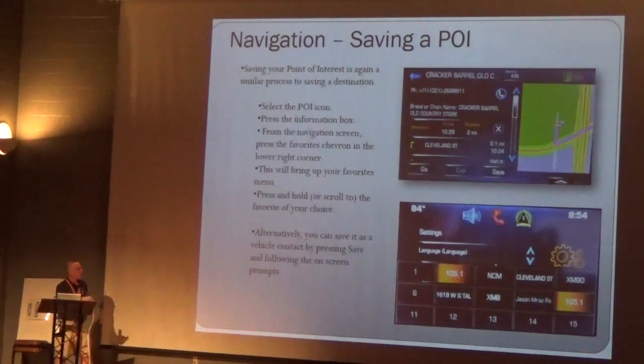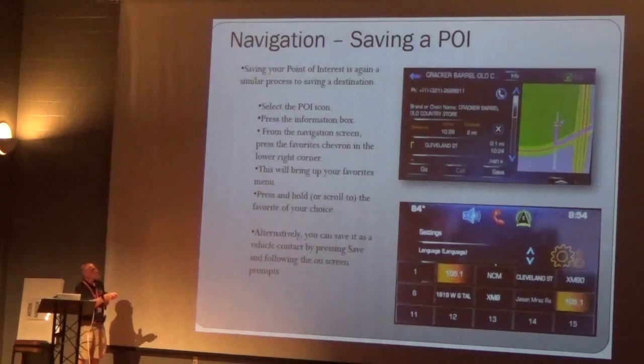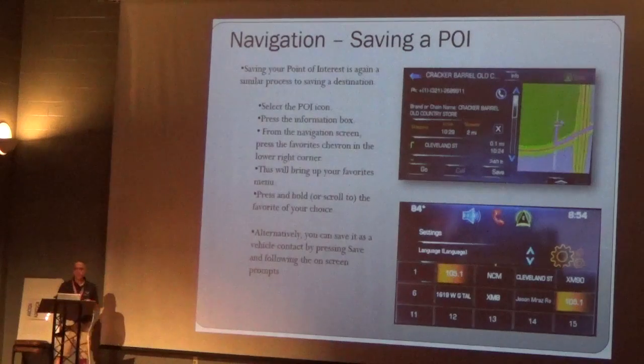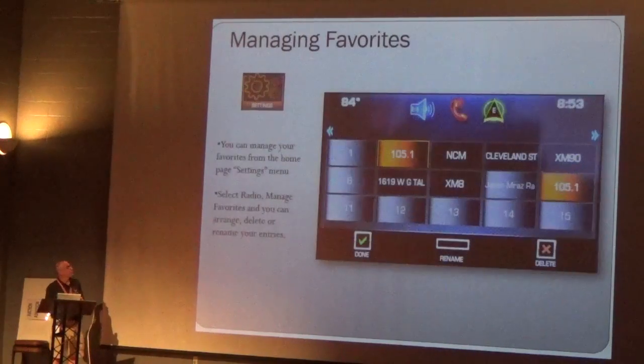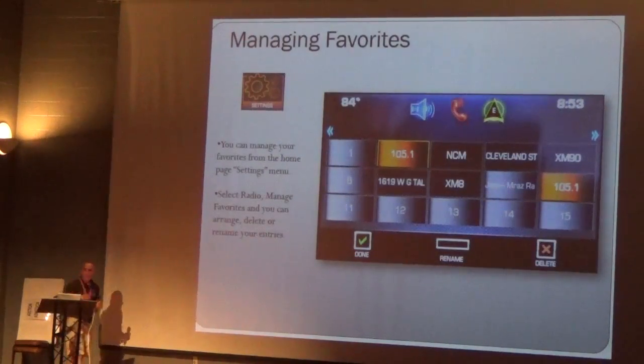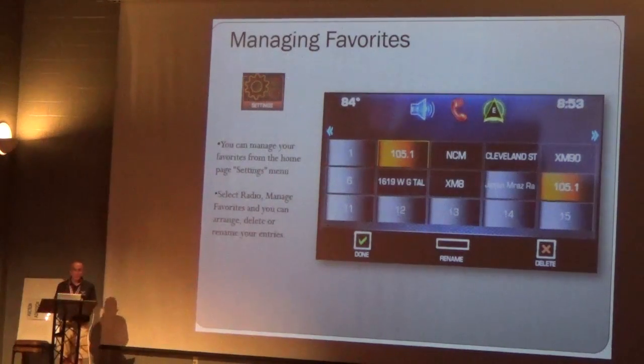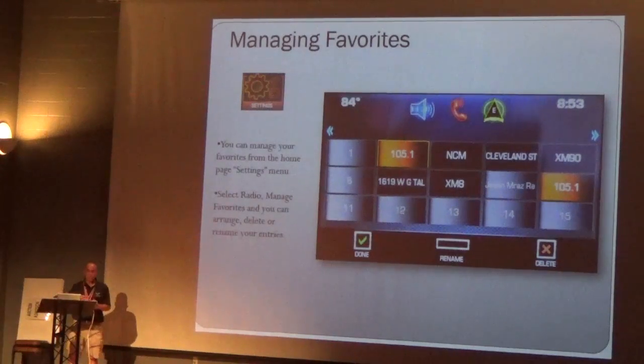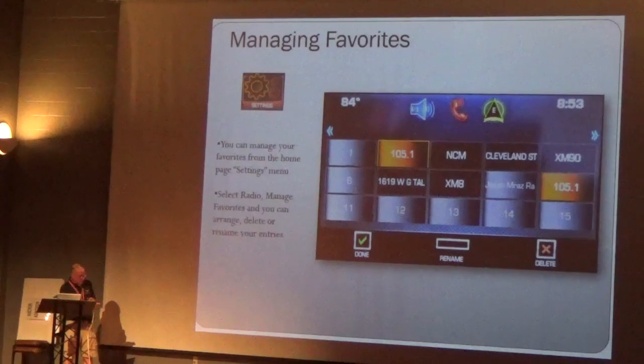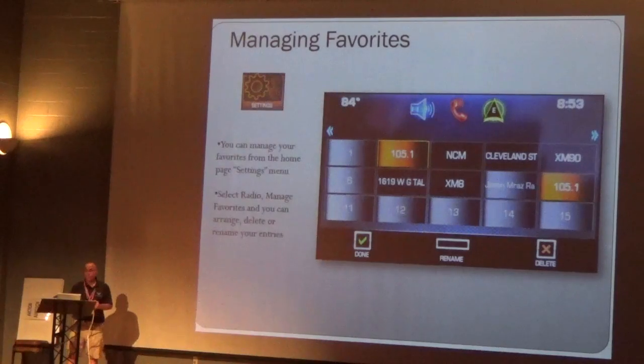Very easy from there to also manage these, because when you enter an address, addresses are not necessarily very intuitive, but if you want to rename it, you can do that. You can manage your favorites from the home page settings menu, the gear wheel, and you can manage, select radio, manage favorites, you can arrange, you can delete, you can rename to modify what that says. So just select it and you have a choice. You can rename it, you can delete it, and done once it's selected.